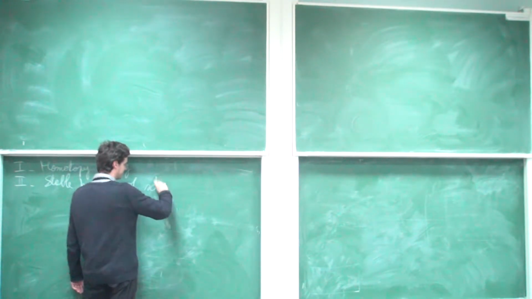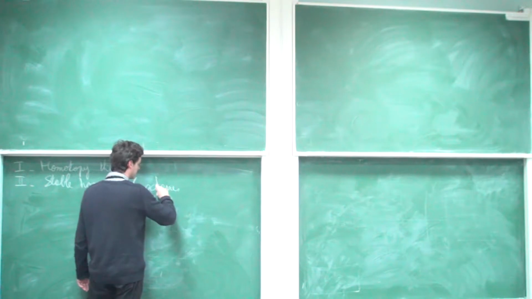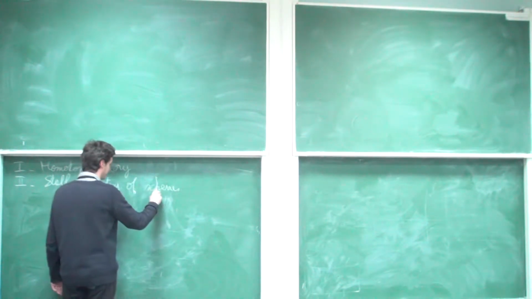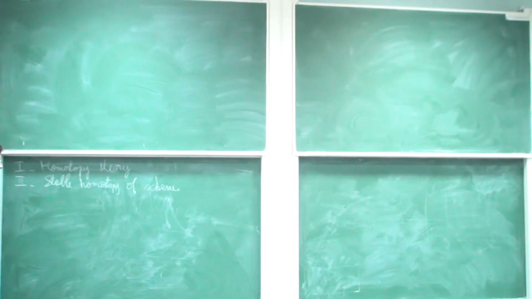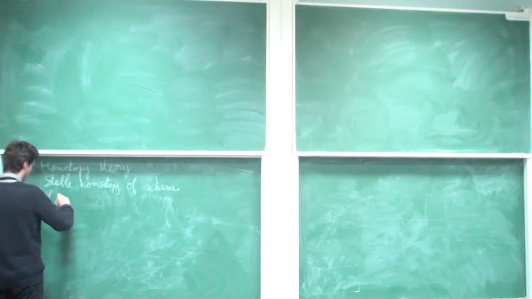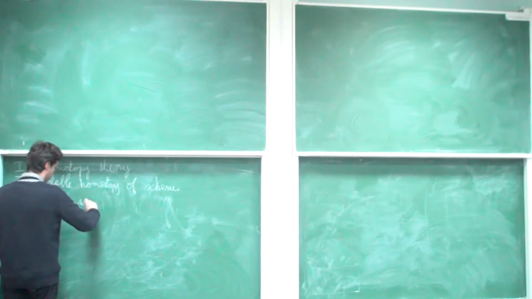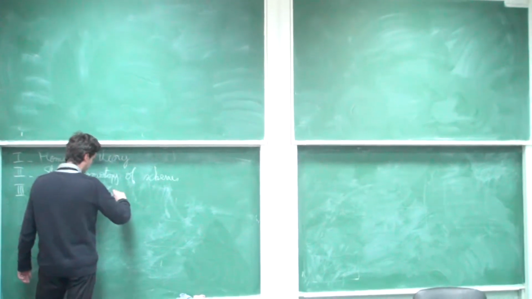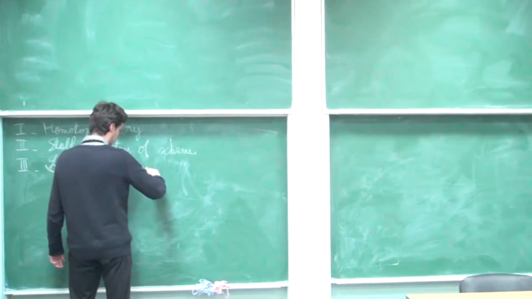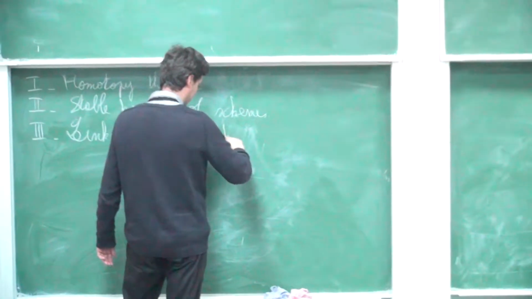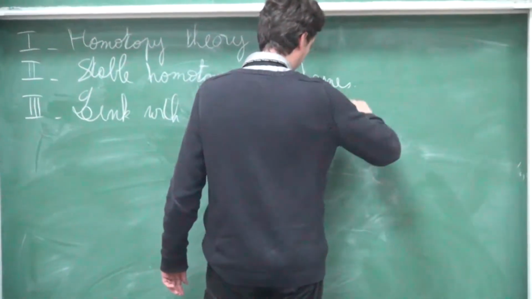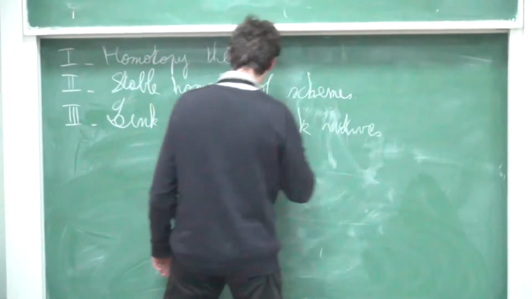Usually people discuss motives over a field. So you may ask what are the main differences when you consider motives over a base. And then I'll speak about the link with Grothendieck motives and Beilinson ones.